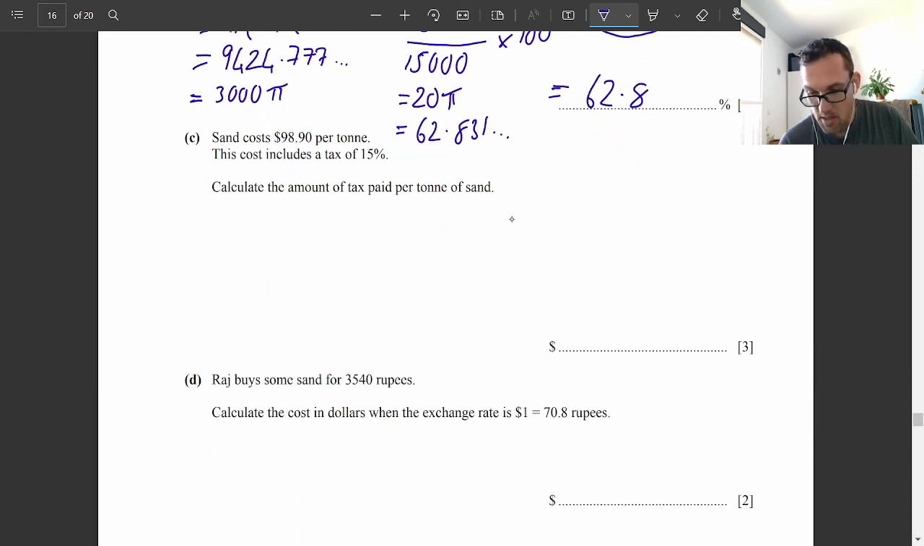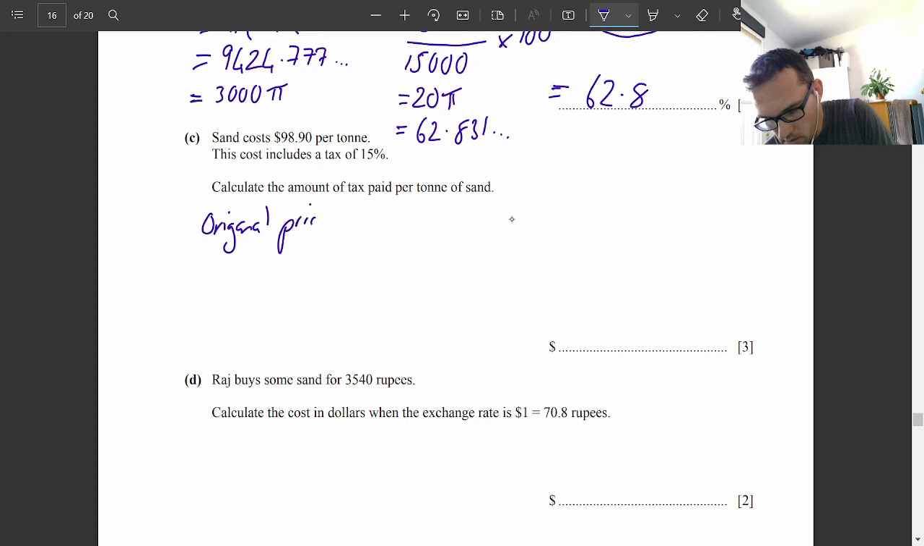Question C. Sand costs $98.90 per ton. This cost includes a tax of 15%. Calculate the amount of tax paid per ton of sand. We need to recognize here that we're working backwards, right? There was the original price of the sand. Let's call that the original price. Let's just write it as it is.